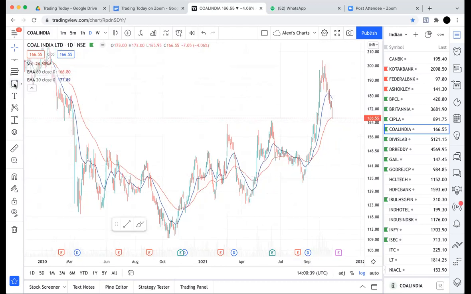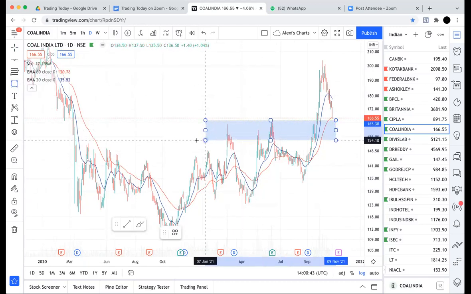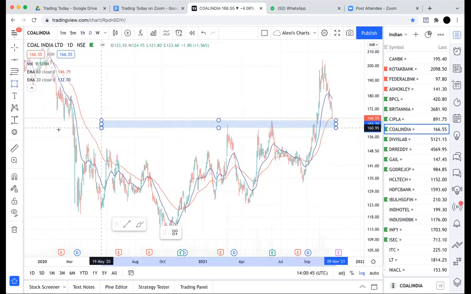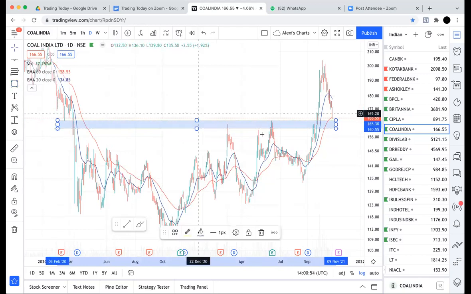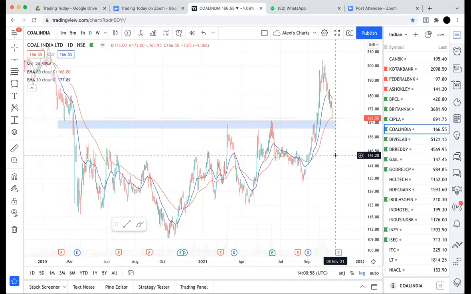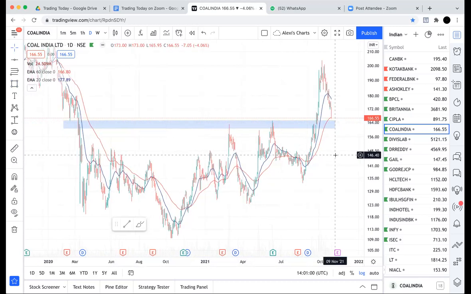All right, that didn't work. Let me try it again. And as I said, I don't use this very often. This particular rectangular tool, this drawing tool, I don't use it much, but okay, here we are. Yeah, so if I take something like this, I could say that is the area of support and resistance.